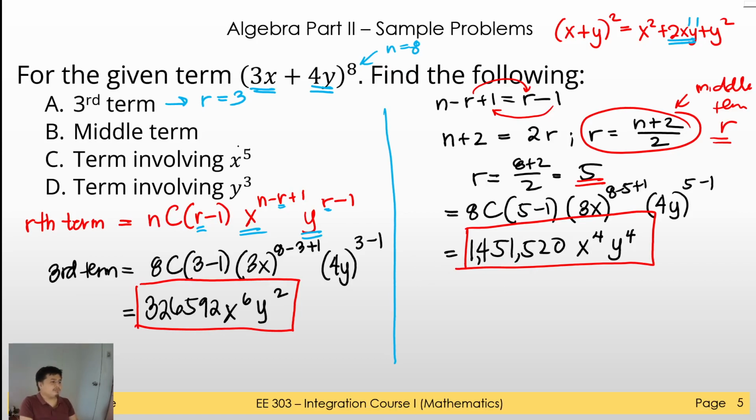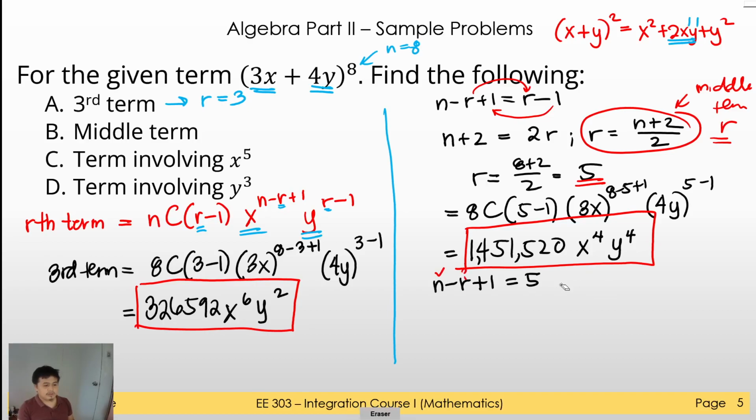And then for the term involving x raised to 5. So for this term involving x raised to 5, we have n minus r plus 1. So this should be 5 now. So we have n minus r plus 1 is equal to 5. So to solve this, we know already that n is equal to 8.